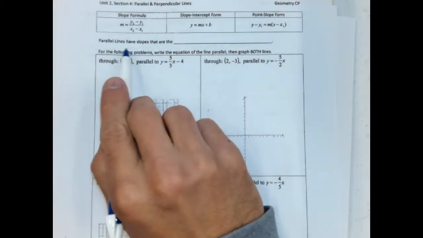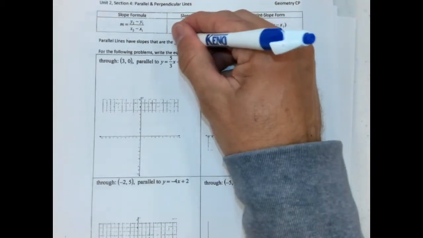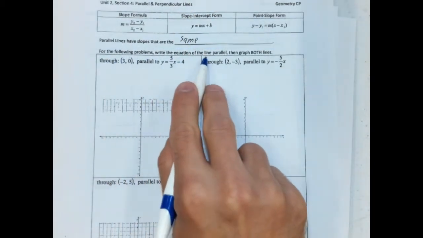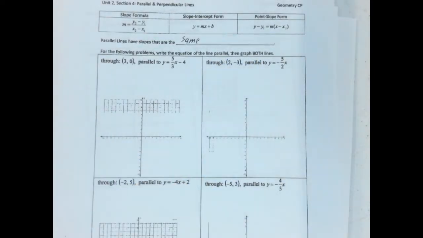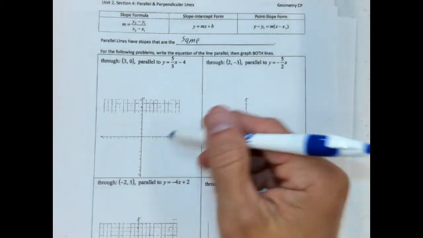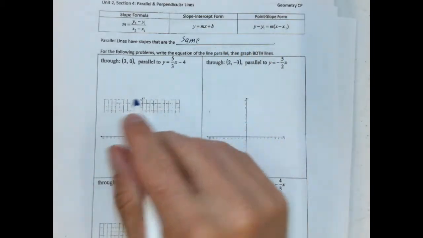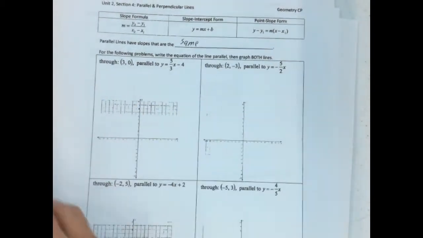And it says parallel lines have slopes that are the same, right? For the following problems, write the equation of the line parallel, then graph both lines. So if you have a printer at home, feel free to print out this assignment and graph it. If you do not have a printer, then you do not need to graph it. You just need to write the equations of the line, okay?